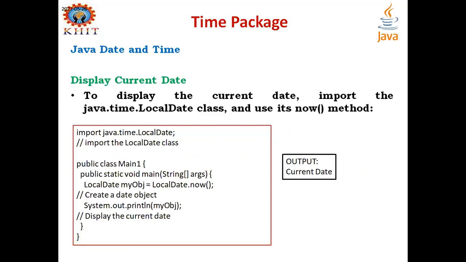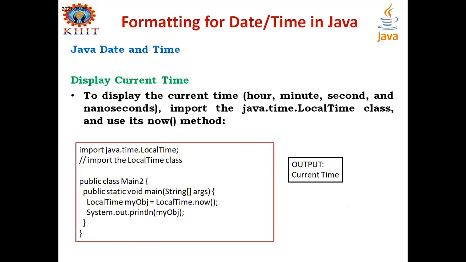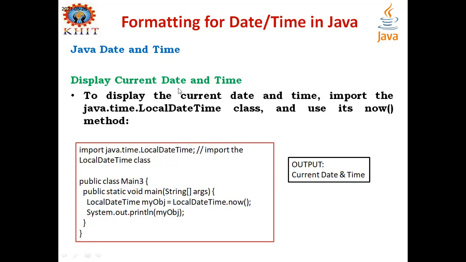Formatting for date and time in Java. For displaying the current date, we have a method of a class called java.time.LocalDate, and using that you can display the current date. Next one, current time. There is also a LocalTime class, and using that you can get the time now using this now function. And for current date and time together, there is a special class called LocalDateTime. LocalDate, LocalTime, and LocalDateTime.